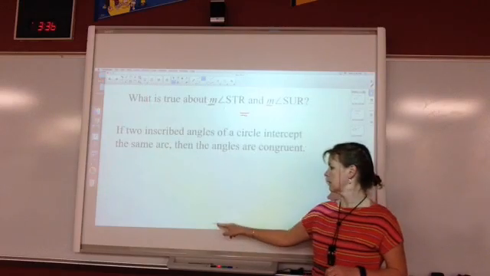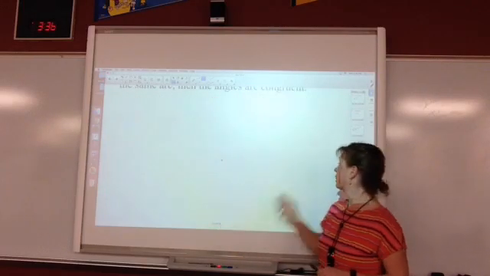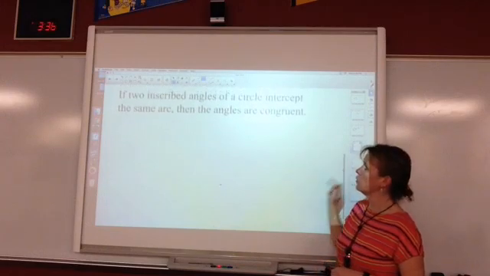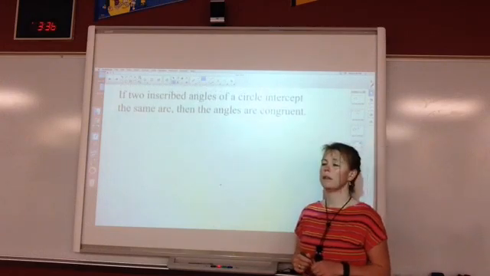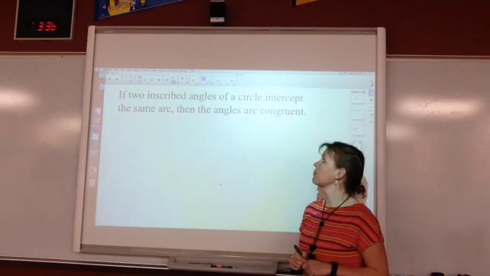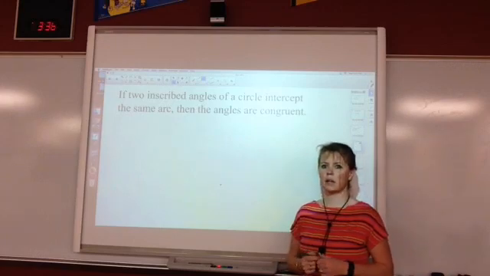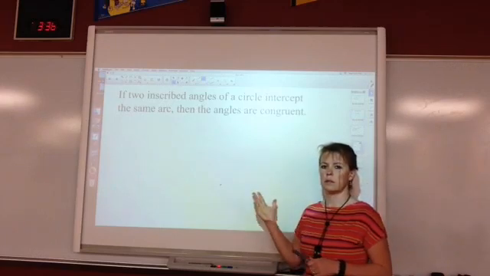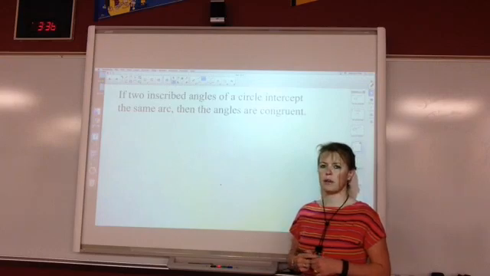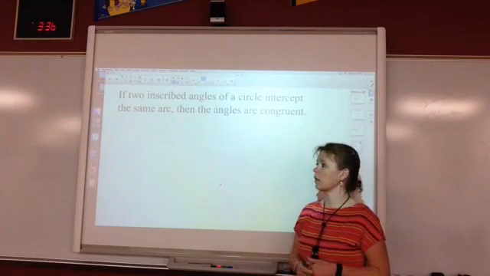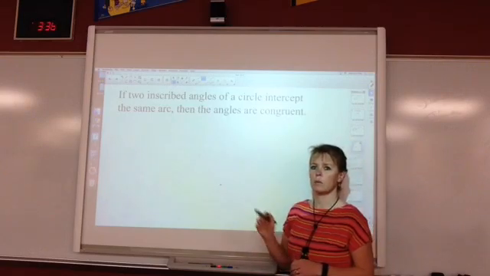Which leads us to this. Pause it and write it down. If two inscribed angles of a circle intercept the same arc, then the angles are congruent. In the previous example, we said the measures are equal, but saying the angles are congruent is the same. Write that down.